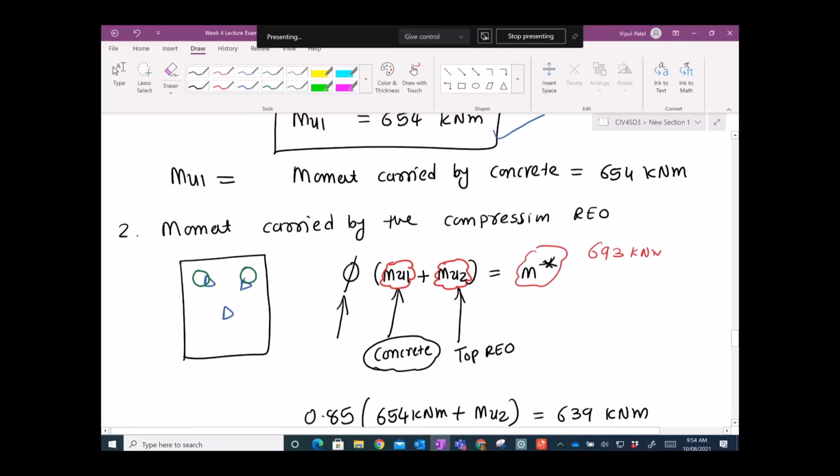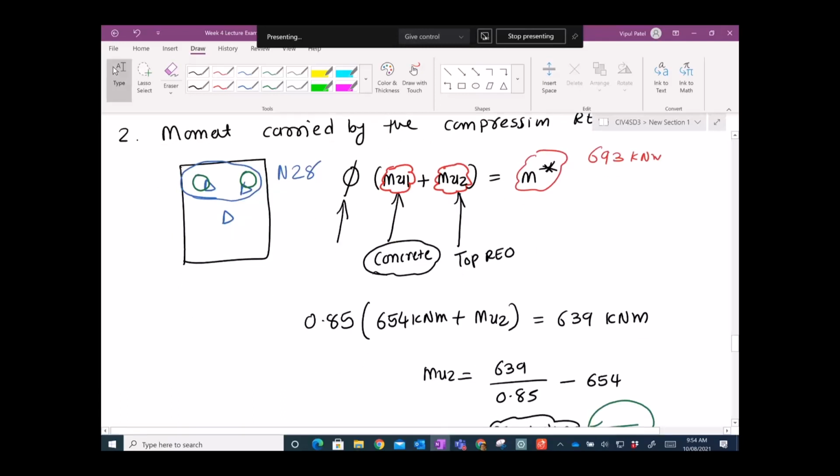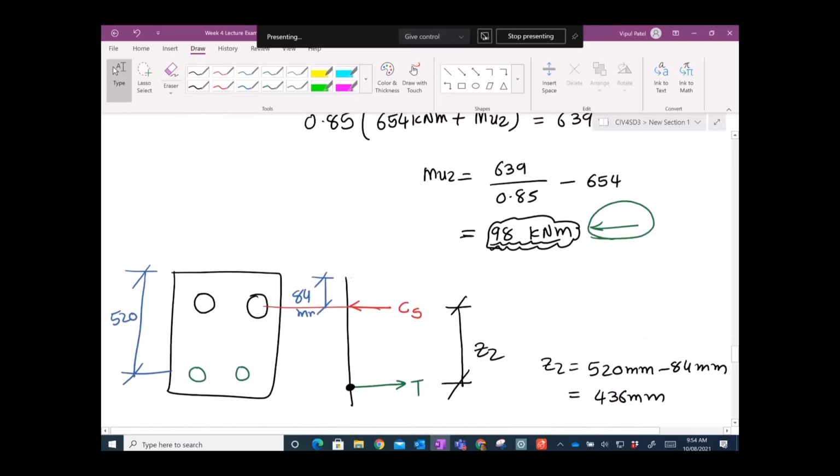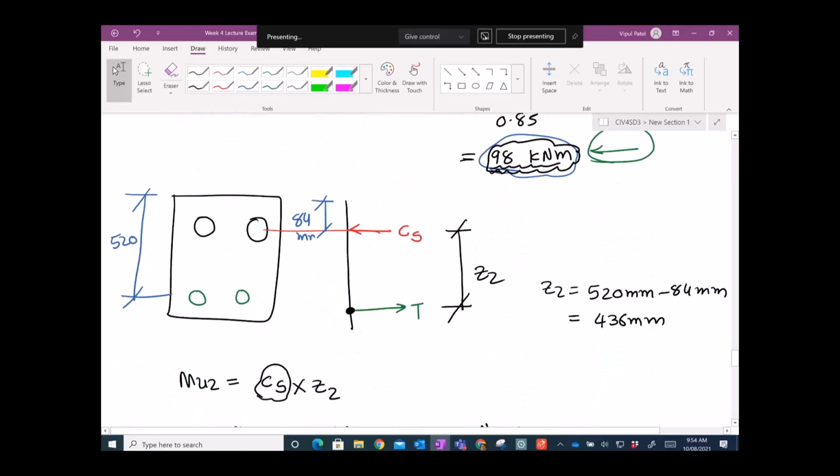Now 654, that sounds good, but then we throw some top Rio, right? But we don't know how many. We're going to use N28 bars. Based on that, we will say, okay, let's put the top Rio, then you put plus concrete plus top Rio, and then that's the capacity for 639. And then you find out how much moment will be taken by the top Rio, right? That okay, you will take 98.